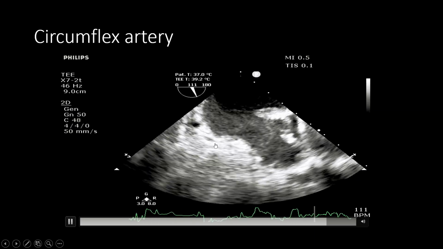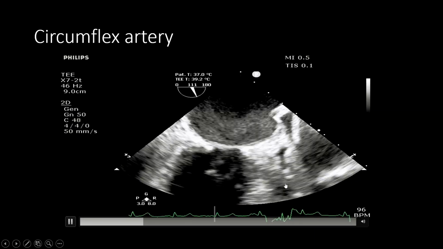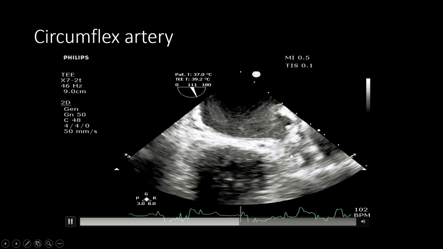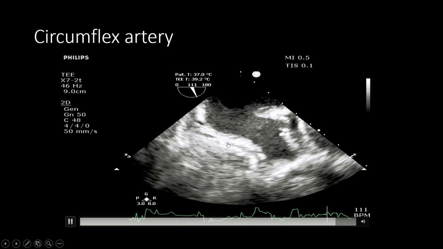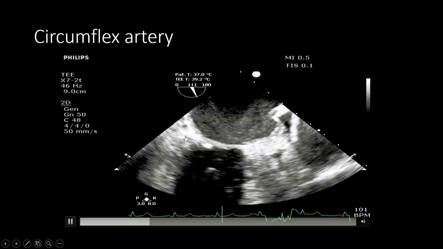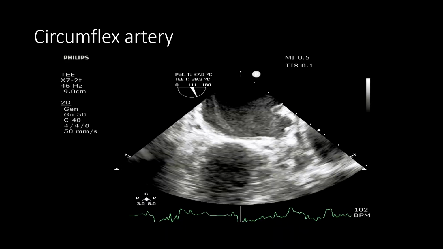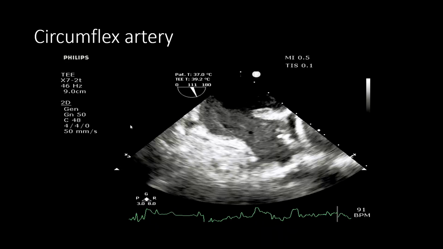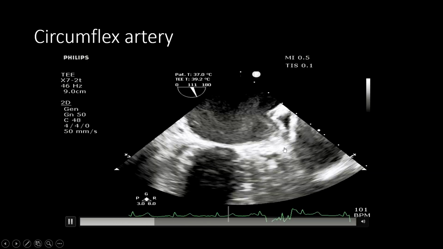This is the circumflex, it is going this way. Okay, once again, this was the bifurcation here. This is the left circumflex going this way. Another structure which comes from the opposite side is your coronary sinus. That also can be seen in this. Okay, so this was a bifurcation.